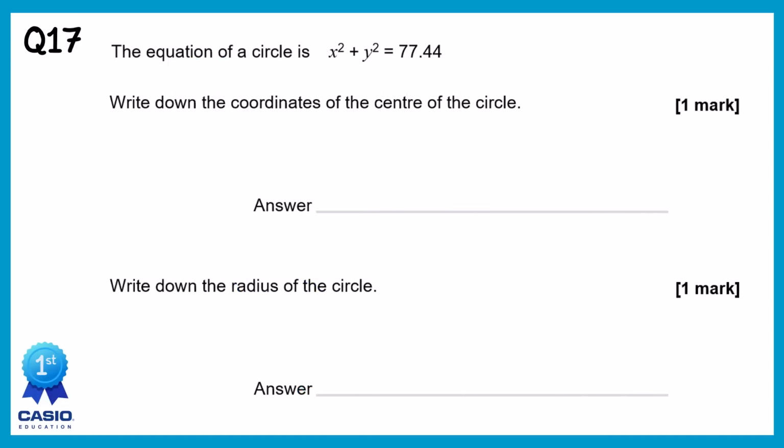In this question, we're told the equation of the circle, and we need to write down the coordinates of the centre. If you have an equation of a circle in this form, x squared plus y squared equals r squared, then the centre is always 0, 0.